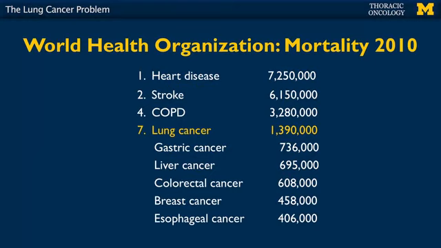According to the World Health Organization in 2010, lung cancer was the 7th leading cause of death throughout the world. As you can see, the numbers 1, 2, 4, and 7 leading causes of death are all smoking-related diseases. And lung cancer is highly smoking-related, with about 90% of patients being either current or former cigarette smokers. As you can see from this slide, lung cancer is also the leading cancer-related cause of death, with almost twice as many deaths per year as gastric cancer, the second leading cause.